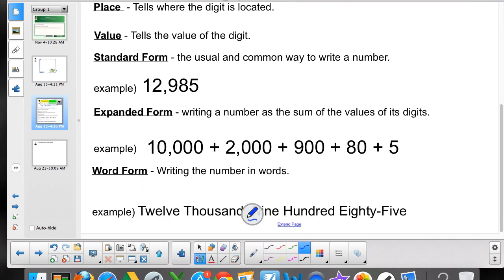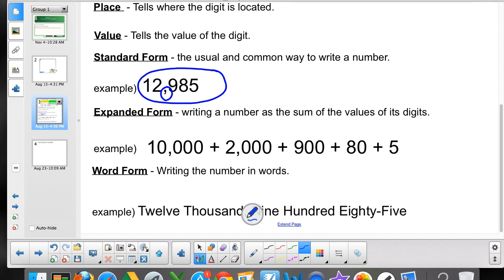Okay, moving along. When we write numbers in standard form, the usual and common way to write a number, look at the example. It's just like you would read a number, 12,985. Recognize the comma that separates the thousands period.